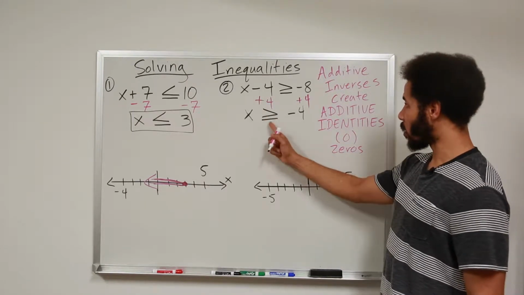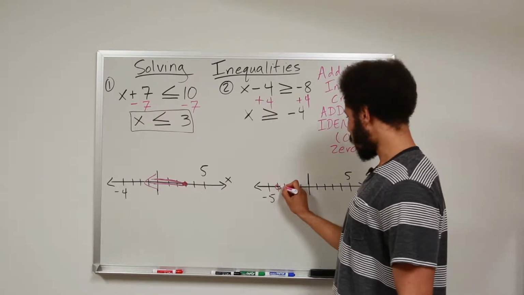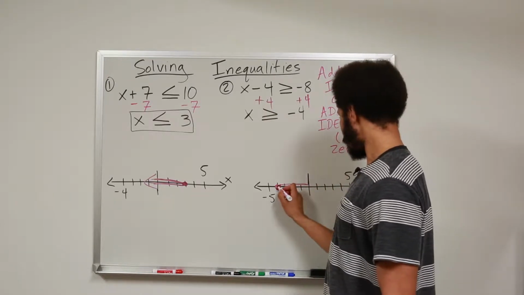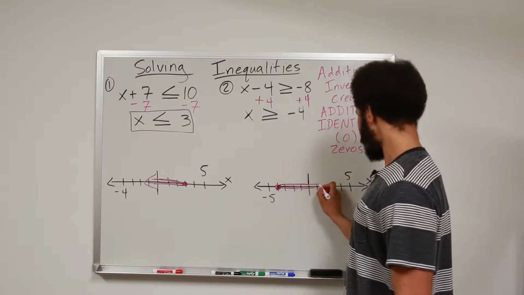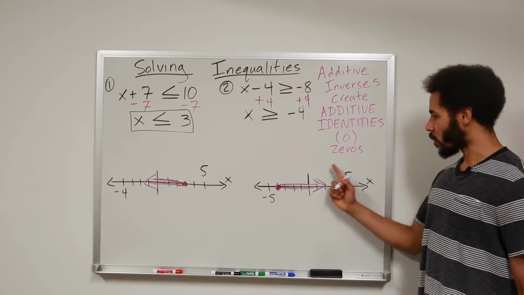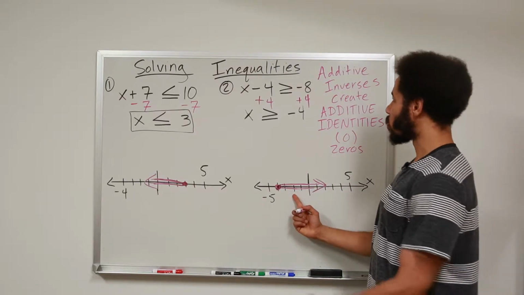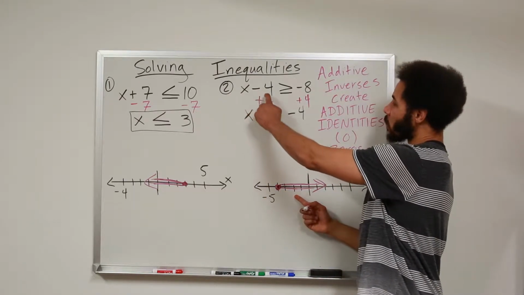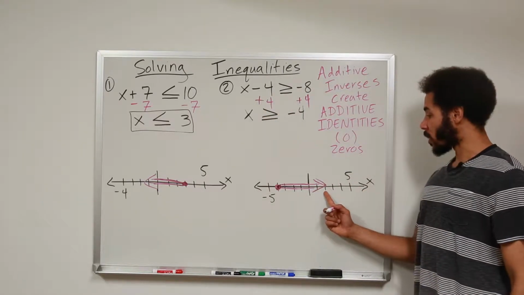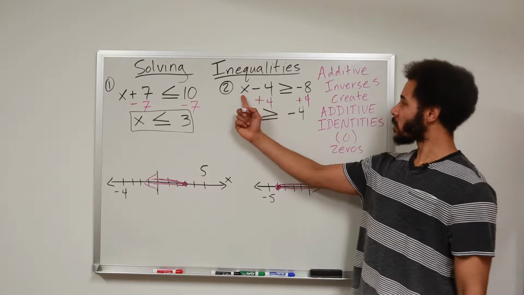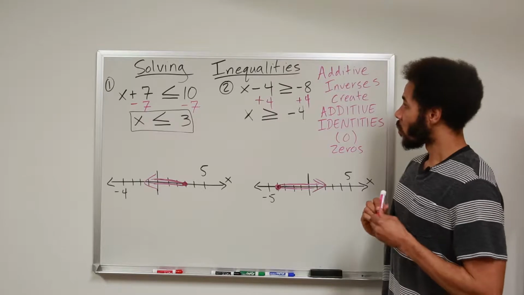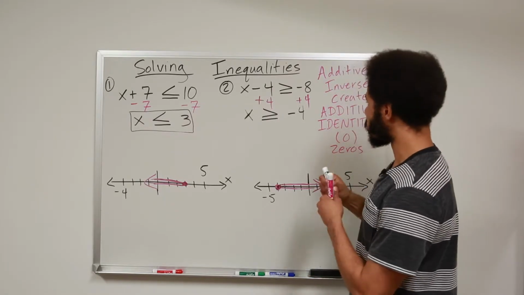It can be greater than or equal, so we'll make a solid dot here. And greater is to the right. Everything greater than or equal to -4 is part of our solution set. So mentally I'll pick a number over here, like maybe -2. And I'll say -2 minus 4 is -6. That is greater than -8. Or I may pick a positive number like +3 and say +3 minus 4 is -1, which is greater than -8.